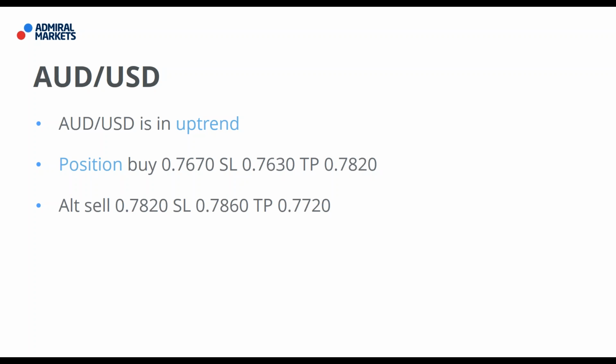Now, Australian dollar also switched to uptrend. I already showed you that big candle that actually reversed the trend. So now it's a buy position, 76.70, stop 76.30, TP 78.20.